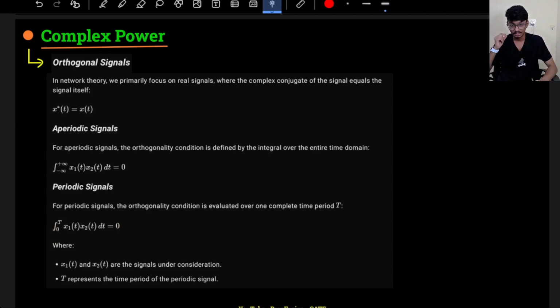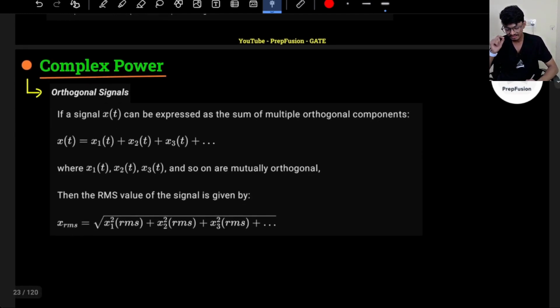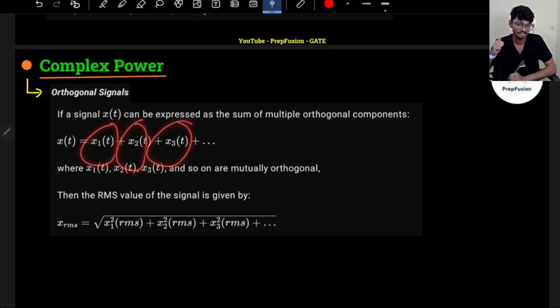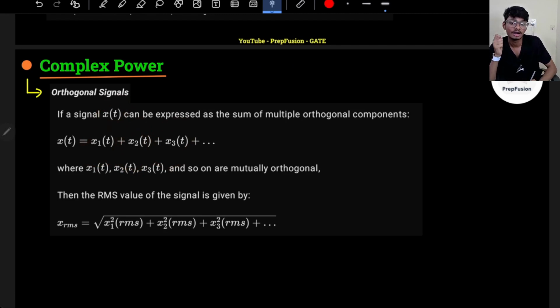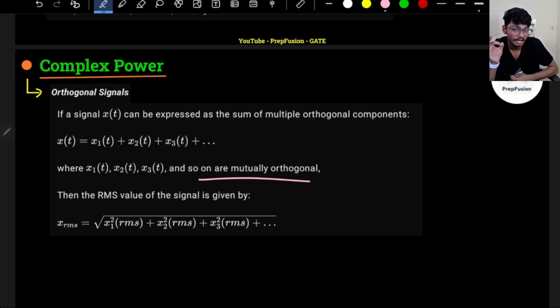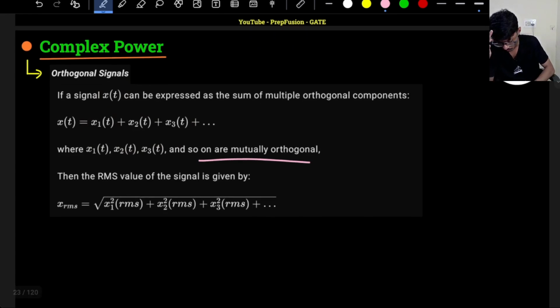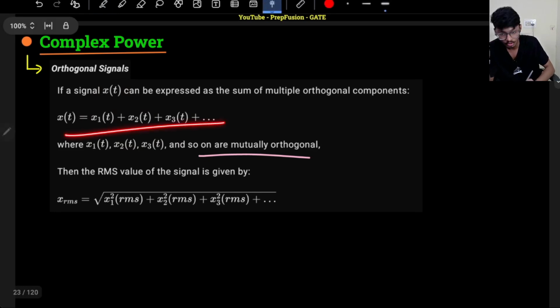Why are they important to us? They are important because if I have a signal x of t which can be written as a sum of different signals, x1 of t, x2 of t, x3 of t, then I can directly compute its RMS value if they are mutually orthogonal. How is it possible? I will prove it to you.